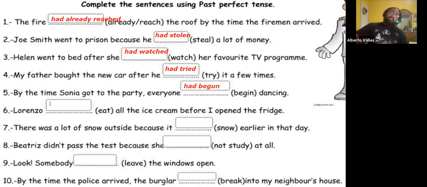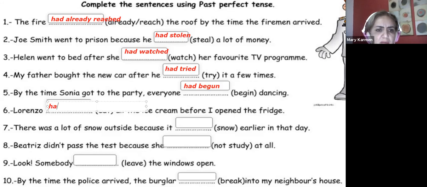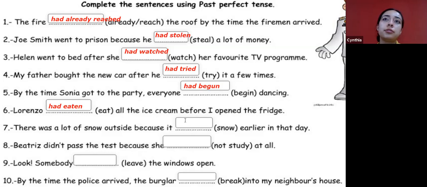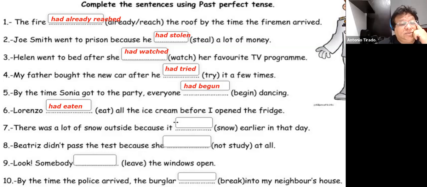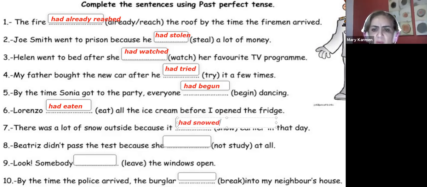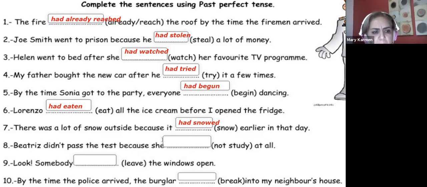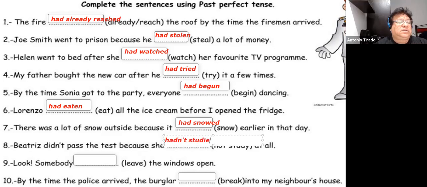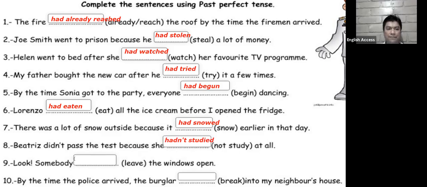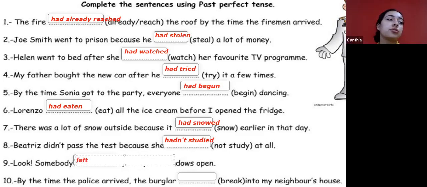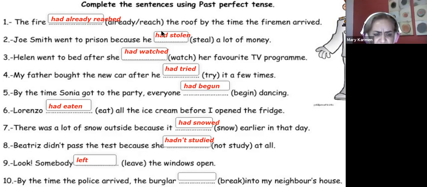Number six: Lorenzo had eaten. Number seven: it had snowed. Number eight: Beatrice hadn't studied. Number nine: Luxembourg had left the windows open. Let's check that. Somebody left the window.